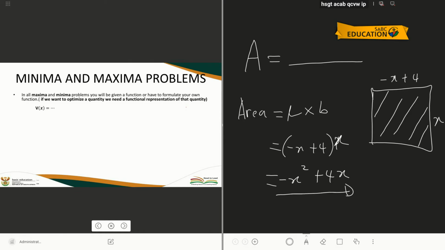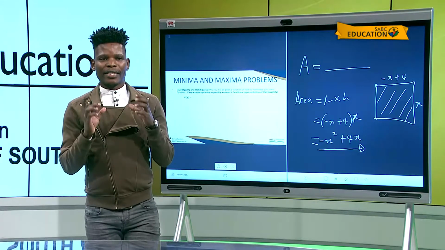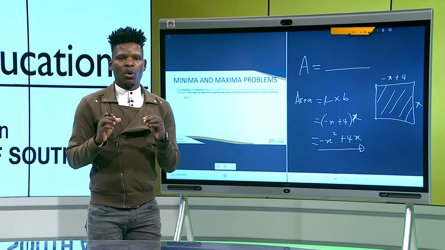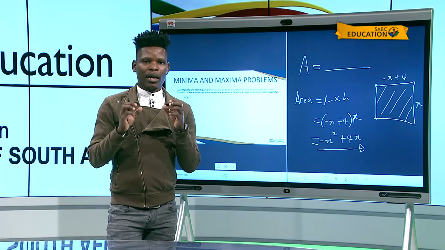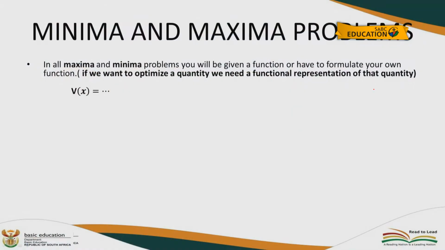So what have I done there? What I've actually done there is to give a functional representation of the area. So that is what you will be required to do when you are dealing with a minima or maxima question. It means that your quantity must be represented as a function. Say, for instance, in this example, my quantity is volume, so I'll have to have a functional representation of my volume as V of x equal to something, meaning that my volume will be a function of x.